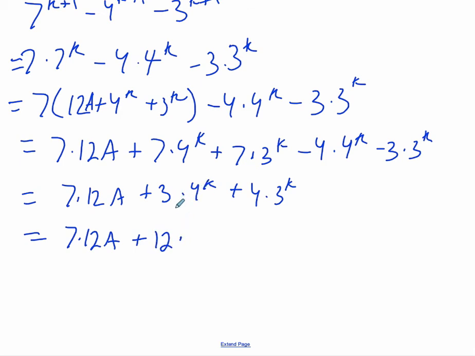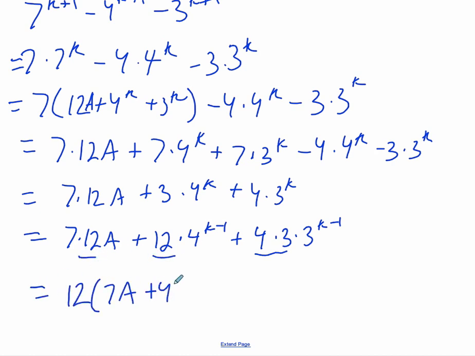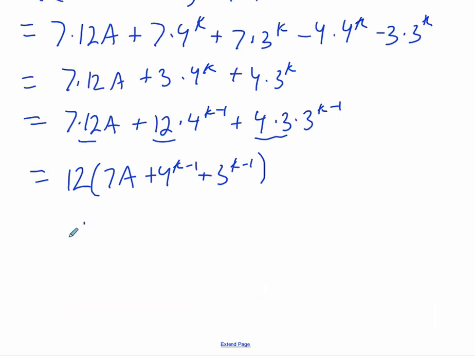So this is the same as 12 times 4 to the power of k minus 1, right? Because 4 times this gives you 4 to the k. We can write this as 4 times 3 times 3 to the k minus 1 as well. And then that becomes a 12, right? This is 12, this is 12, this is 12, so we can factor it out. And the whole thing is divisible by 12, therefore true for n equals k plus 1, and then you need to write your statement at the end.